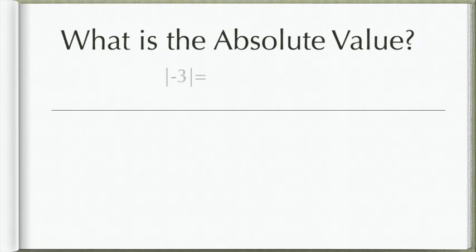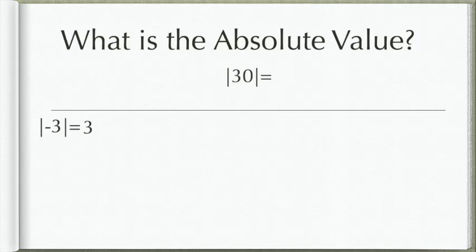First one is the absolute value of negative 3 is... How far is negative 3 from 0? It is 3 spaces from 0, so therefore the answer is 3. And notice the answer does not have absolute value bars around it. We already found our absolute value as 3, so we don't need the absolute value bars anymore.